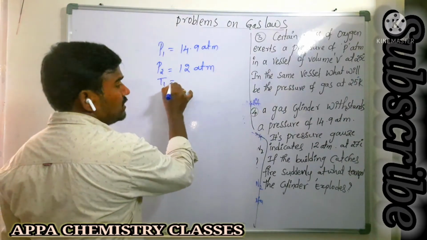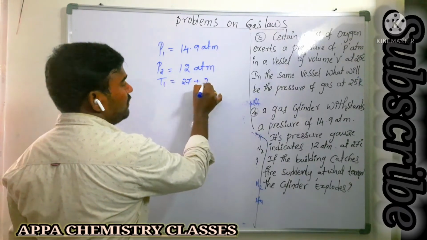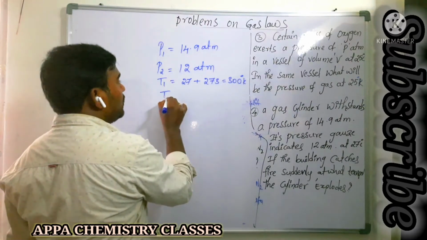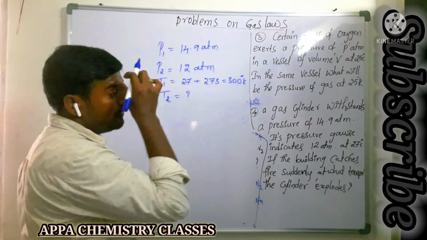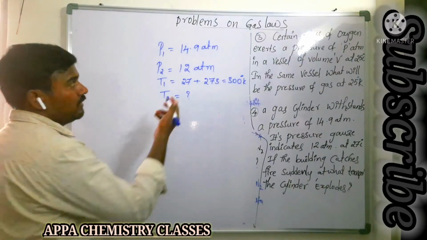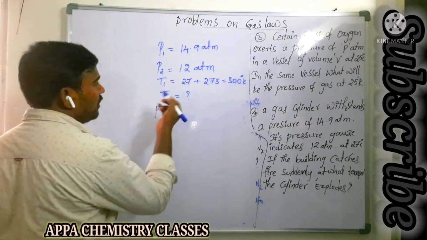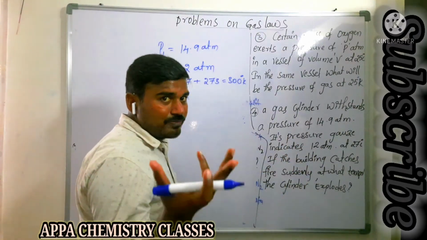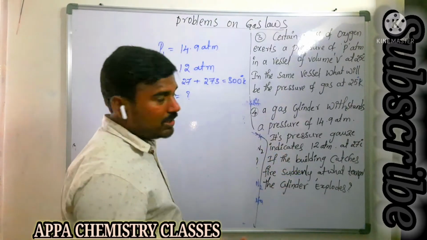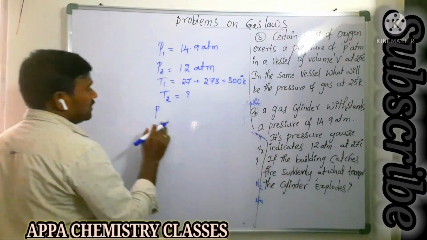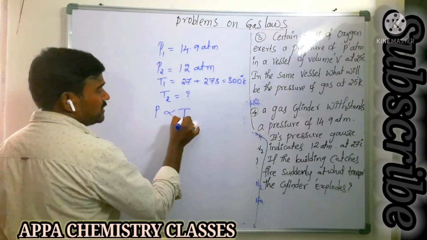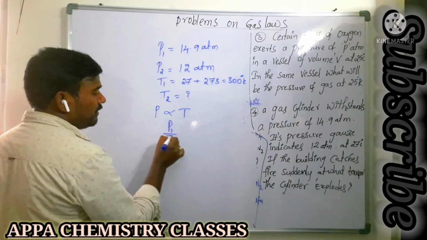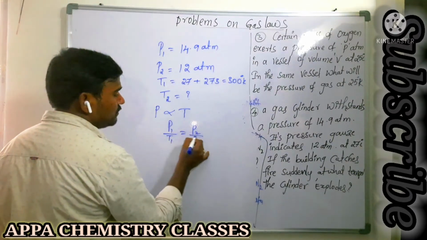Now T1 temperature is how much? 27 degrees Celsius. 27 plus 273, that is 300 Kelvin. So at what temperature will the cylinder explode? You take the pressure and temperature relation. Here the volume of the cylinder remains constant, and the number of moles of gas present there remains constant. Pressure is directly proportional to temperature according to Gay-Lussac's law. So P1 by T1 is equal to P2 by T2.